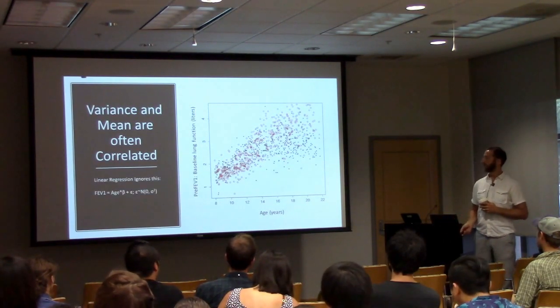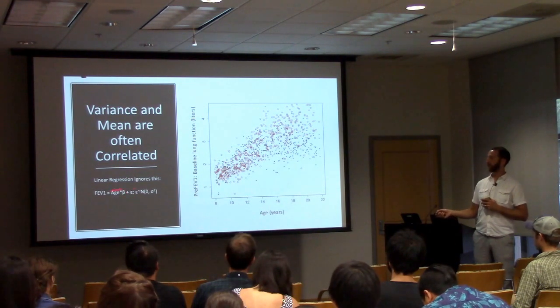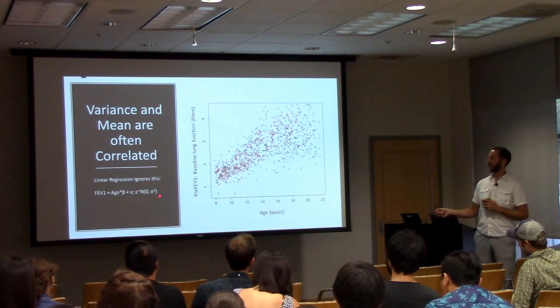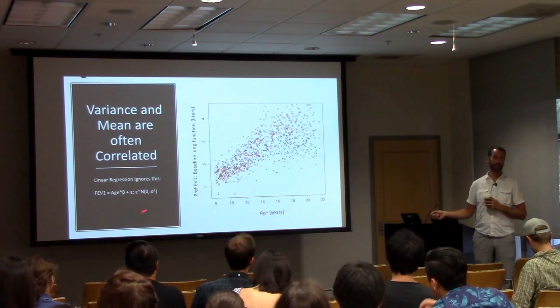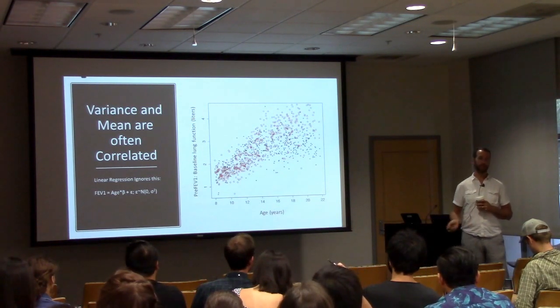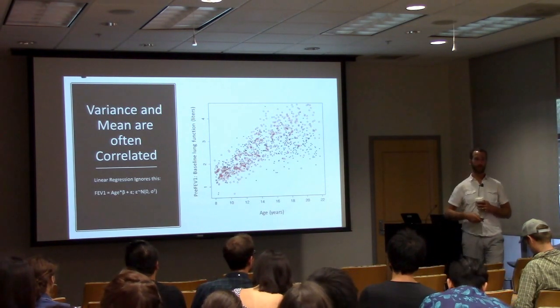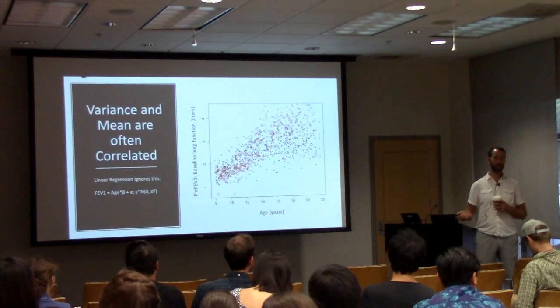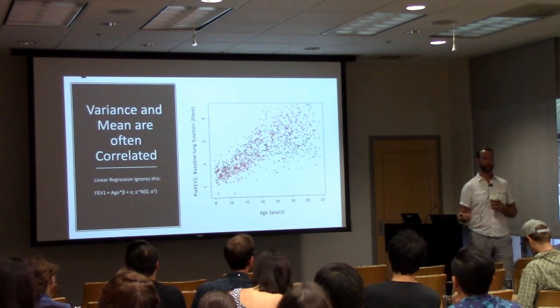And so if we think about a linear regression of FEV on age, the errors don't have an age term in here, so it completely ignores this. And so, when you don't have a model that fits the data well, one of the costs is power.